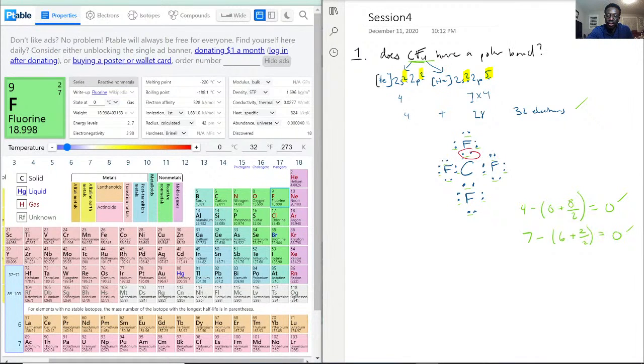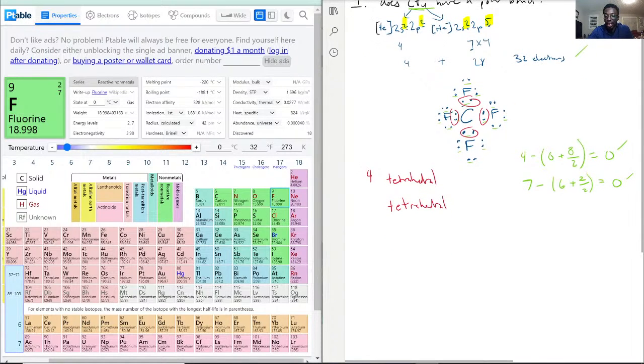So 4 things attached to the carbon, 2, 3, 4. So it has an electron pair geometry number of 4, meaning this will be tetrahedral. And because none of these 4 things attached to it are lone pairs, it's also going to be tetrahedral shape for its molecular geometry. This means that the carbon is going to be perfectly pulled from each side by the fluorines.